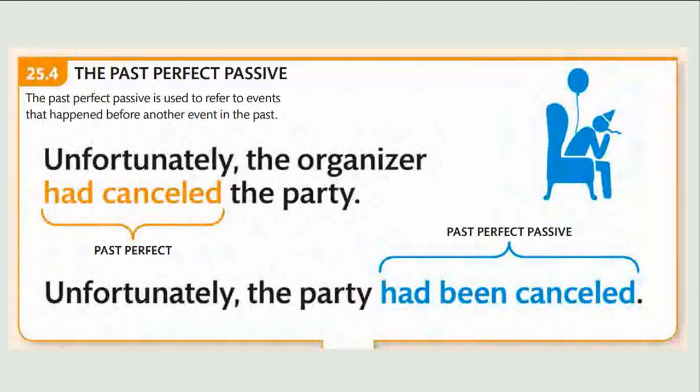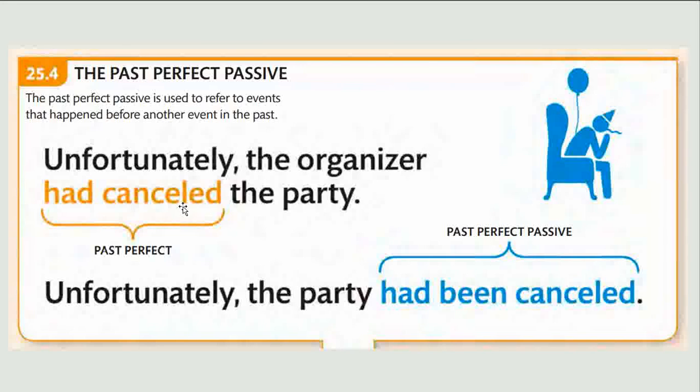Let us proceed to the next pointer. The next pointer is the past perfect passive voice. Now, the past perfect passive is used to refer to events that happened before another event in the past. That means one event is over, another event is over. So you're pointing out the most previous event, or the first in the time zone.